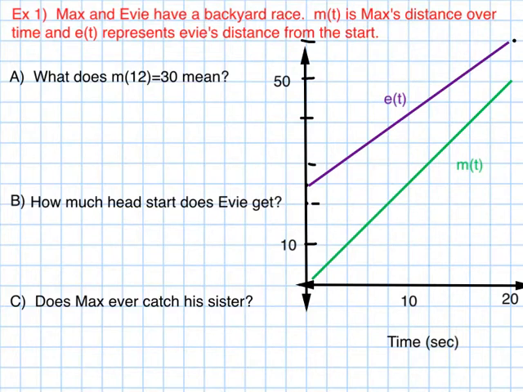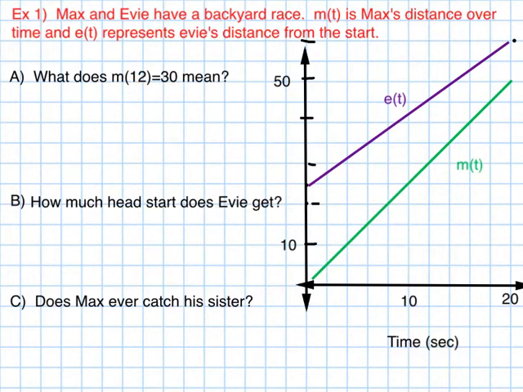The first question, part A, states that m of 12 is equal to 30. So what I want you to look at is m of 12. That means Max at 12. T, remember, stands for the seconds. This part right here is your input. This part right here is your output.